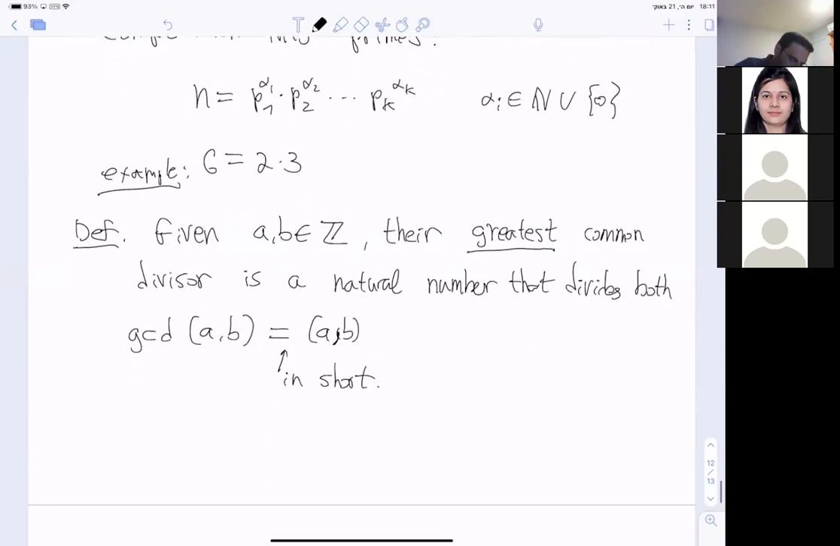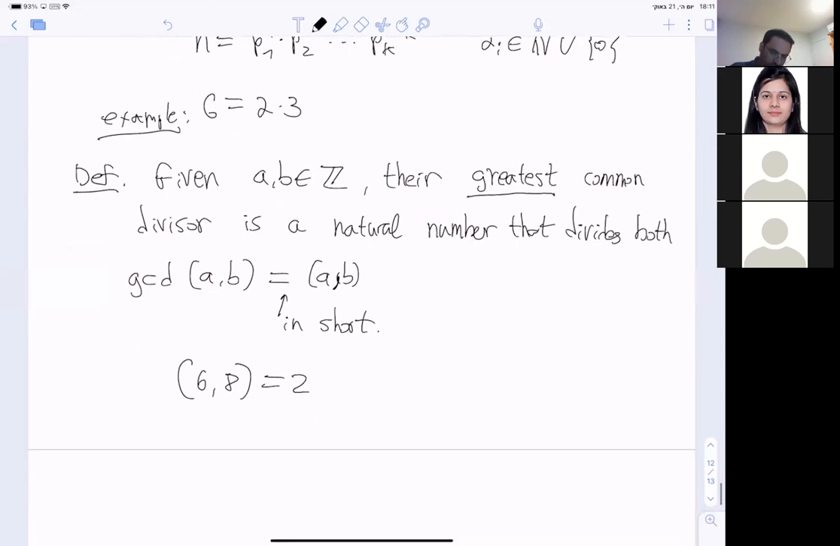For example, 6 and 8, what will be the GCD? What will be the greatest common divisor? 2. Okay.